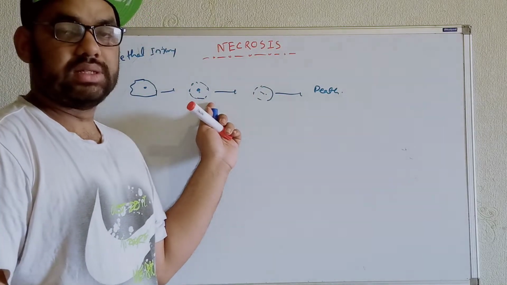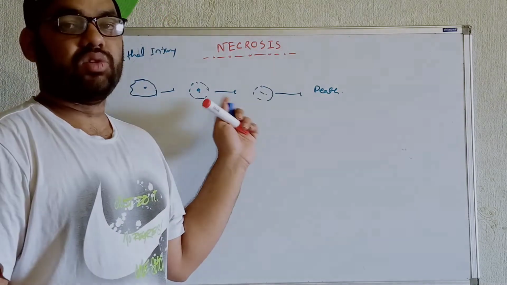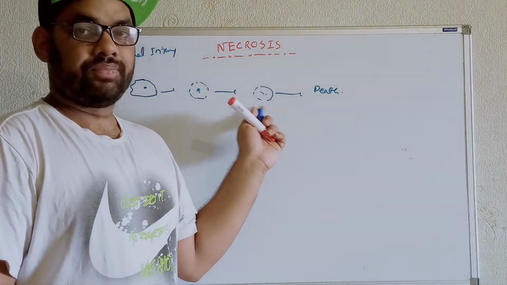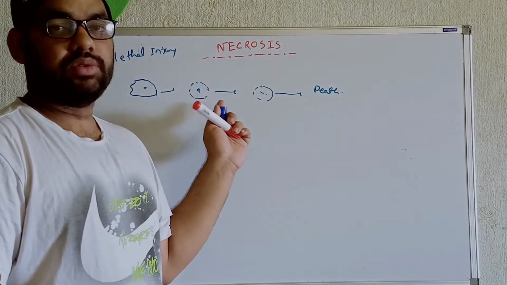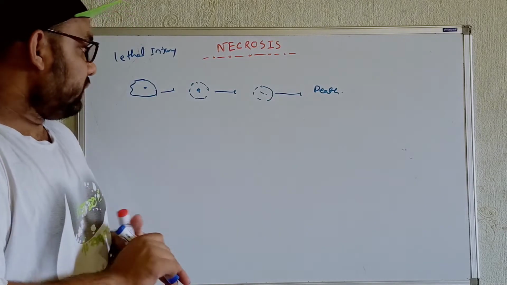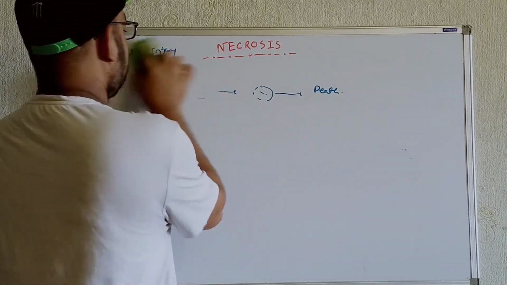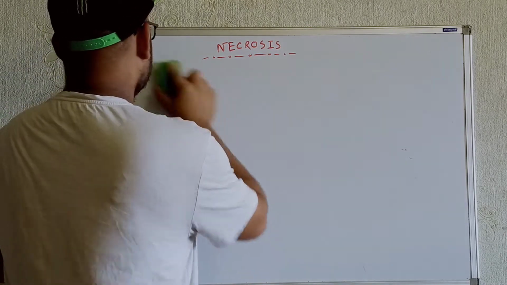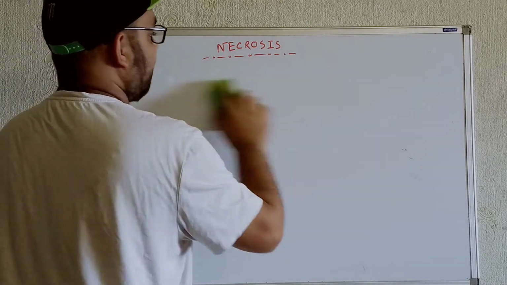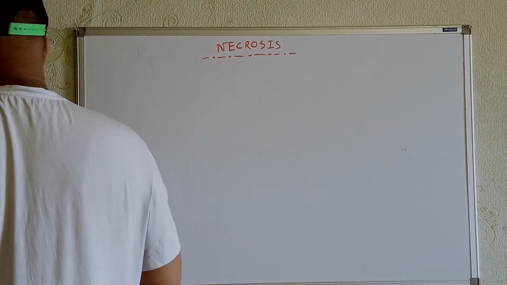So what is necrosis? The better way to define it is the morphological changes that we see before the cell death. Let me write it down for definition purposes. You definitely need to know the differences between apoptosis and necrosis. I'll tell those things in a couple of minutes.